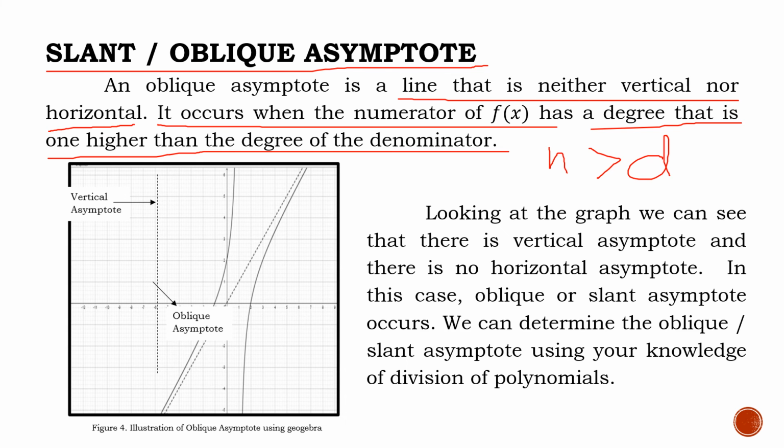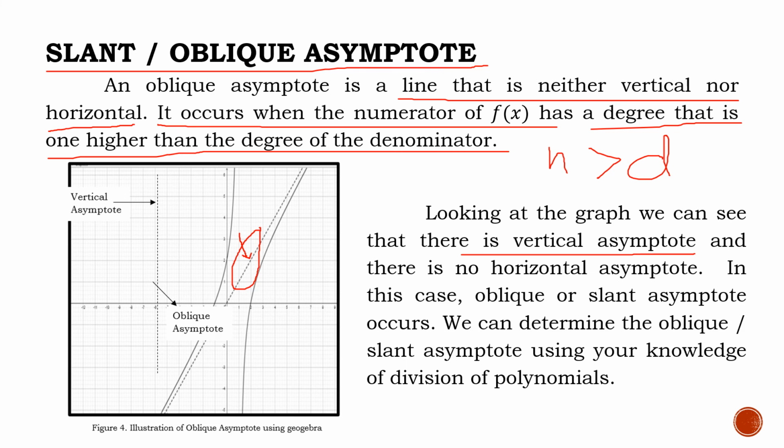As you can see in this graph, there is an oblique asymptote here. This will be your oblique asymptote. This hidden line will serve as your oblique or slant asymptote. So looking at the graph, we can see that there is a vertical asymptote and there is no horizontal asymptote.